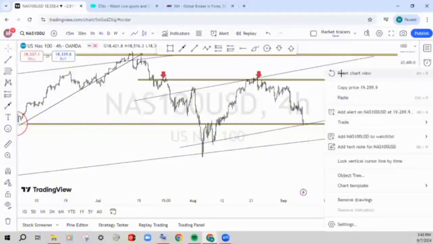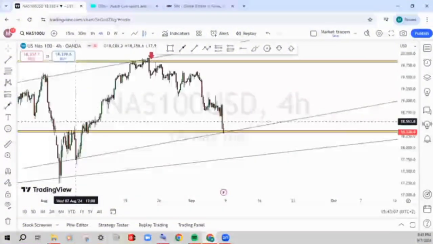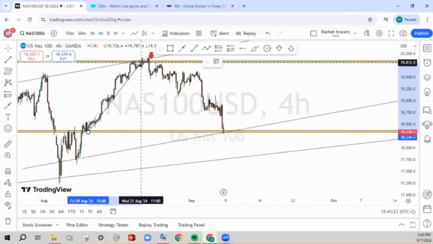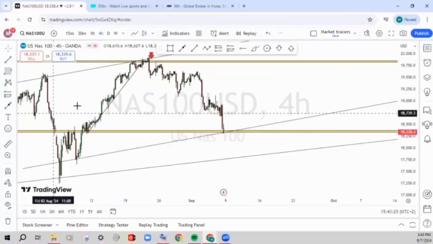One other thing I like to urge people with: never sell at a support and never buy at a resistance, guys. You get my point? Wait for the market to play out. Wait for the market to give you the confirmations, and then from there you can start to take opportunities.